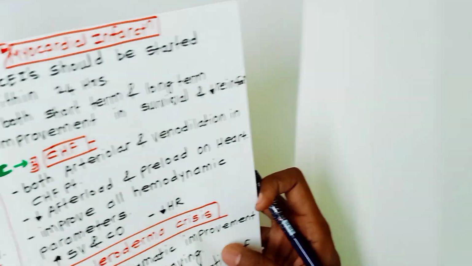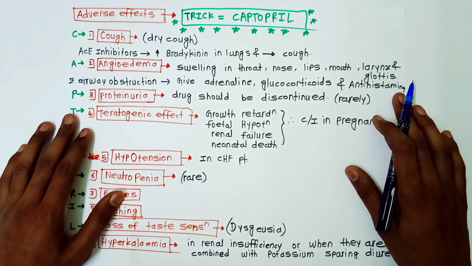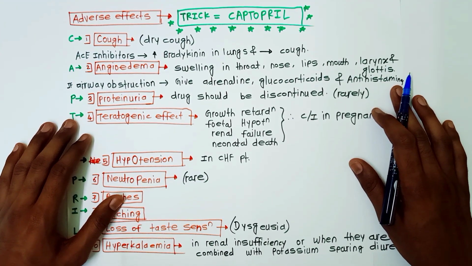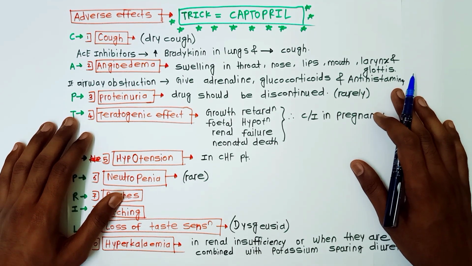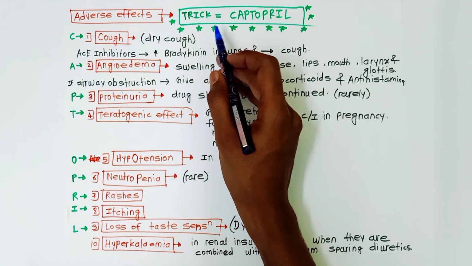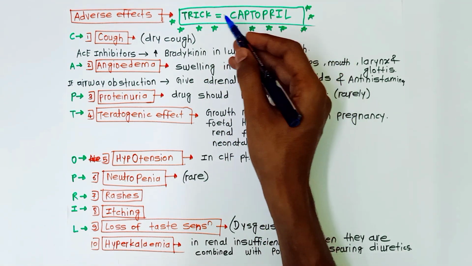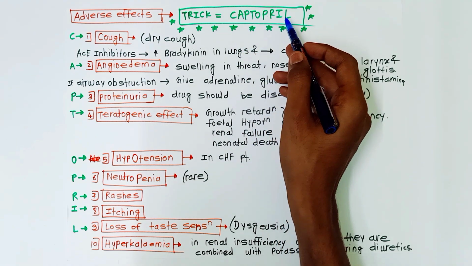Now lastly, we will learn the adverse effects of these drugs. Okay, this is very important. Adverse effects of ACE inhibitors, frequently asked in your exams. So the trick to remember the adverse effect is CAPTOPRIL. One of this drug is captopril, so very easy to remember trick, CAPTOPRIL.